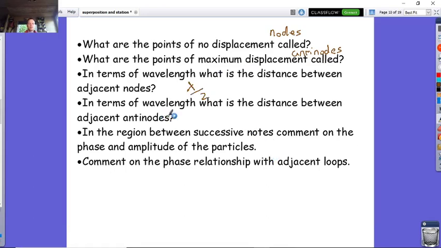And exactly the same in terms of wavelength, what's the distance between antinodes? Again, that is going to be half a wavelength, because if you have the wave going up and down like this, this shows you, and we normally dot it like this, showing it change with time.